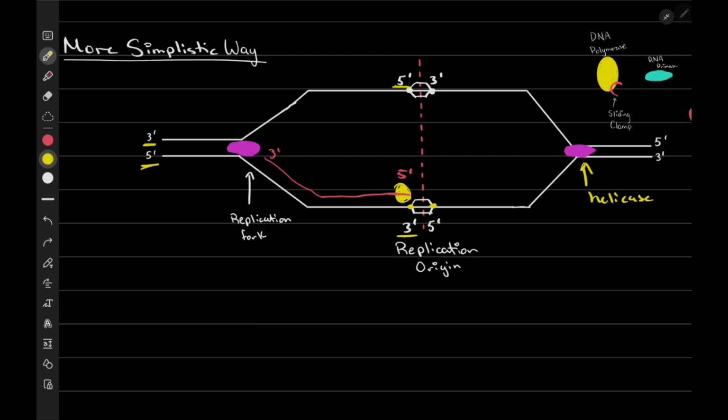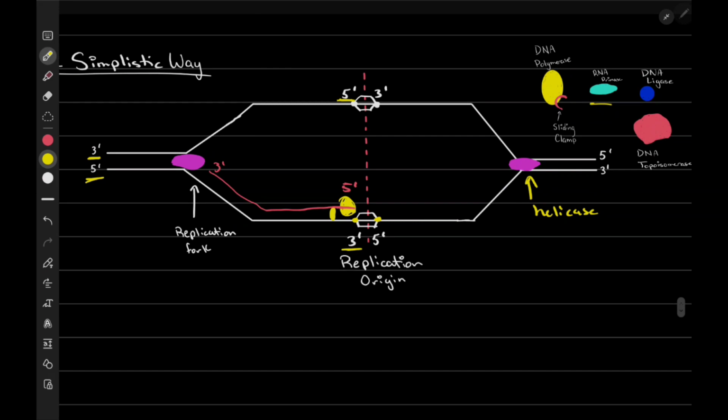I forgot to mention another thing, that RNA primase will help DNA polymerase start at that site. It will lay down an RNA primer which has U's, so uracils, instead of T's. That's an RNA primer. So DNA polymerase comes here, starts synthesizing from 5' to 3'. So that's your new strand built.